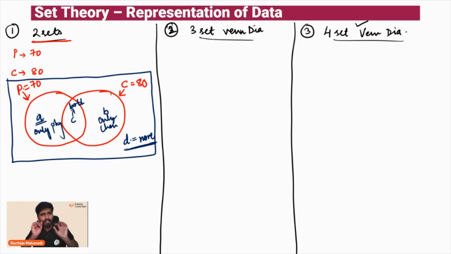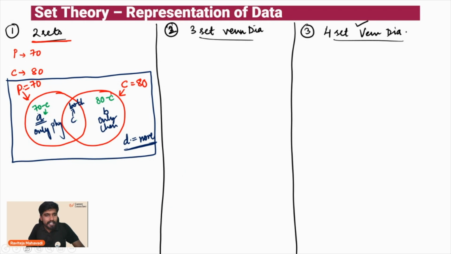So this is how you typically form a two set Venn diagram, and you keep giving values to A, B, C, D. Now what happens typically over here is, if this is C, then A is equal to 70 minus C and B is equal to 80 minus C. So everything can be written in terms of C, and C is the critical point over here.